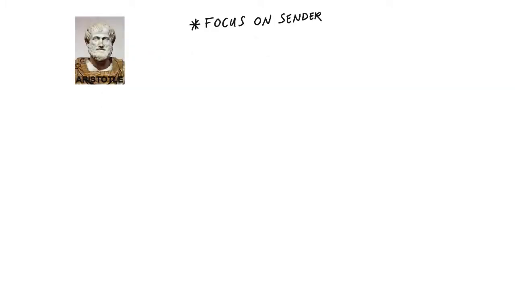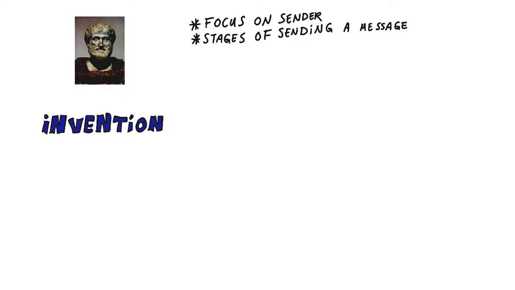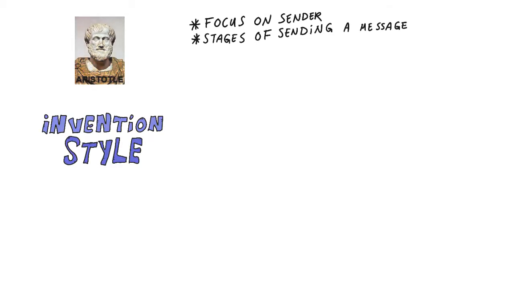Aristotle focused on the sender aspect of communication, and he uses a simple model to explain the different stages of sending out a message. First of all, the topic of the message is determined. This is the invention stage of communication. Then the style of the message is determined. Thirdly, and finally, the message will be delivered.